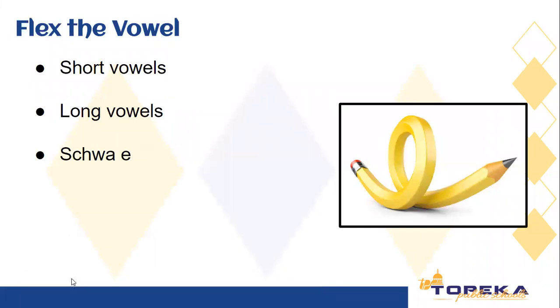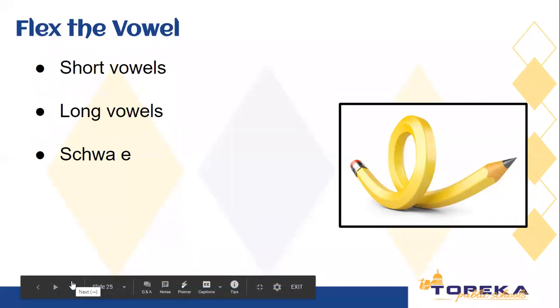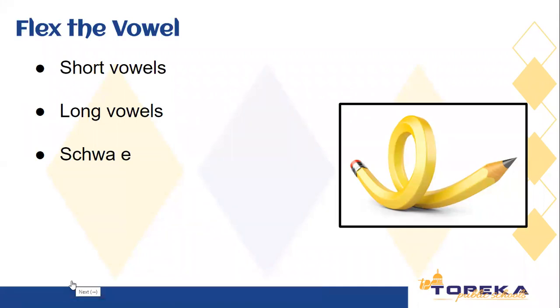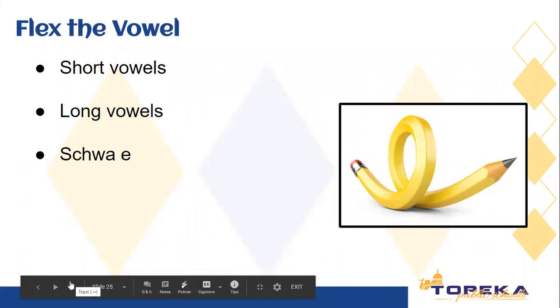We also need to make sure that students in the older grades know how to flex the vowel. So that means when they're reading a word, they need to try it as a short vowel sound, try it as a long vowel sound, and try it as a schwa. Which one makes the word real?